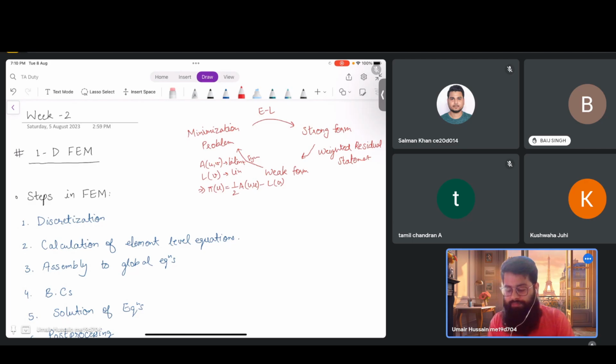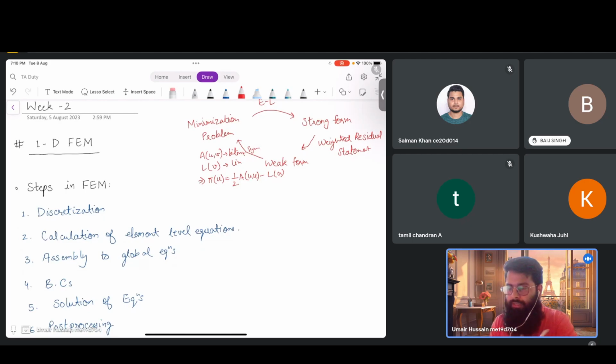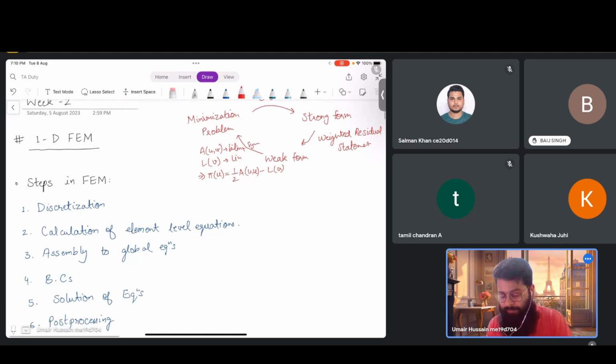So now this week we moved on to the main topic that we are interested in, that is the finite element method. So we start with the 1D FEM. The basic steps involved in FEM, whatever the type of problem, are similar for every case. So we first start with discretization.